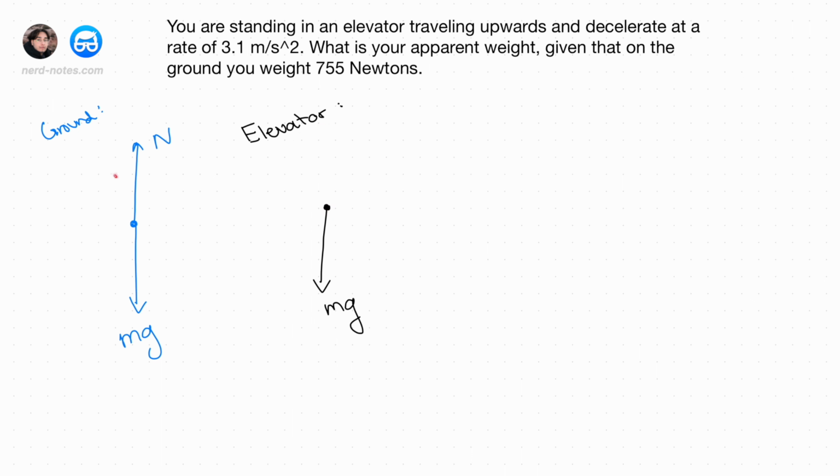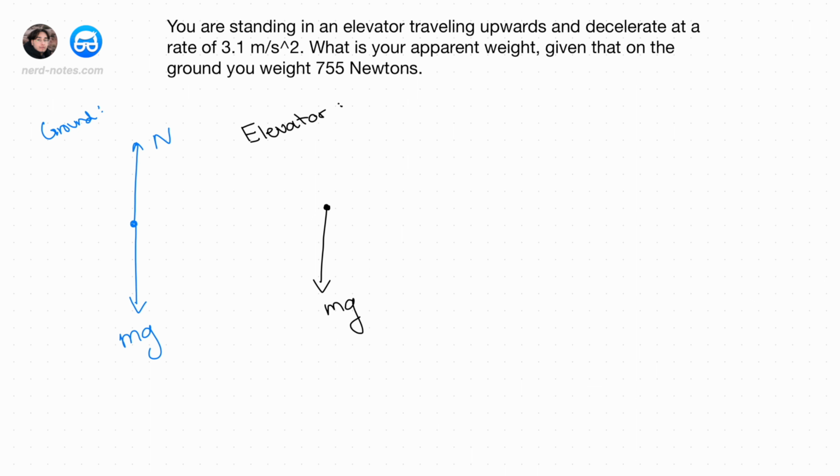So the normal force is going to be what's pushing back up on you. And so if the normal force is less, it's going to feel like that person weighs less. And if it's more than mg, then it's going to feel like the person is heavier than what they actually weigh. And so in this problem, it says that we are traveling upwards and decelerating at a rate of 3.1.